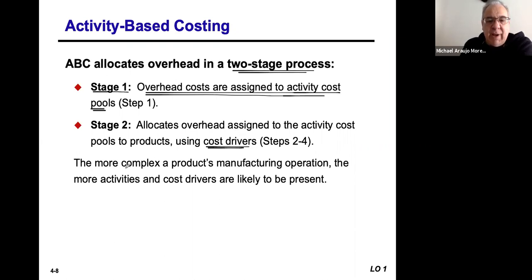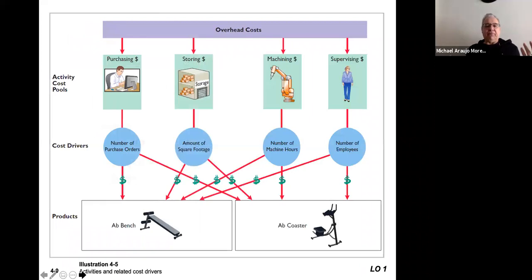Okay. So again, the more complex the product is and the product's manufacturing is, the more activities that are involved, and then the more cost drivers are likely to be identified. So thankfully, the book identifies a lot of them for you already, but it's just something for you to sort of get used to.